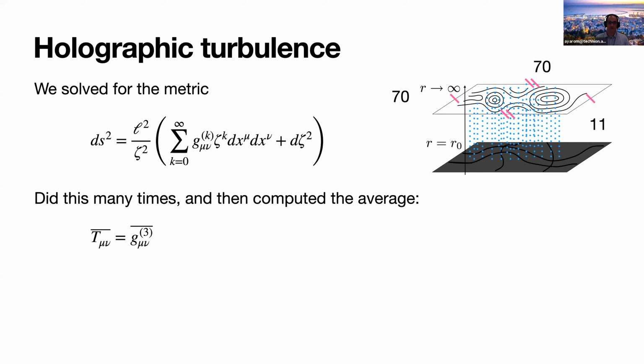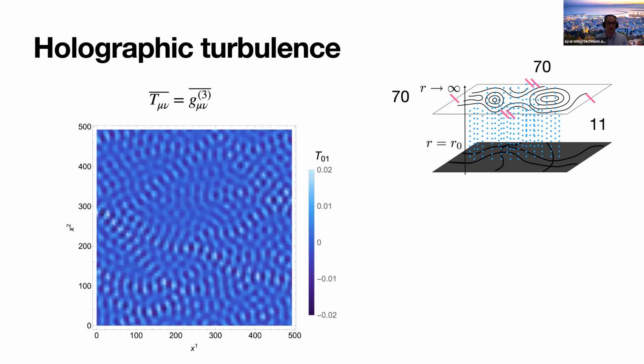Okay, so this is what we did. Let me show you what it looks like. So what I'm plotting here is the 0, 1 component of the boundary energy momentum tensor. The axes are the spatial directions. This is a snapshot in time. And the units here are units of the initial temperature. So remember, the whole thing was in thermal equilibrium at the initial temperature T. So I'm using that temperature as my inverse length scale, and everything here is in units of that inverse temperature.